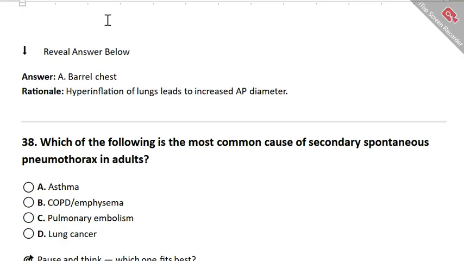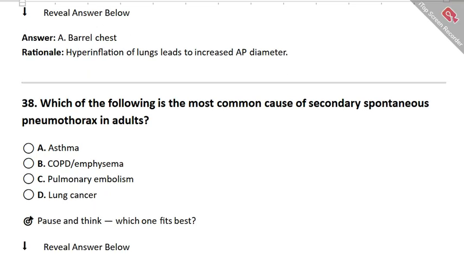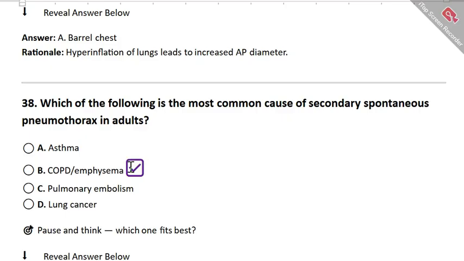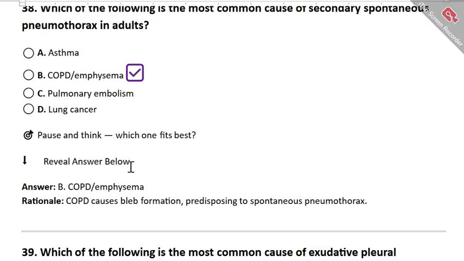Question number 38. Which of the following is the most common cause of secondary spontaneous pneumothorax in adults? The correct option is COPD and emphysema, option B. Let's move to the next question.